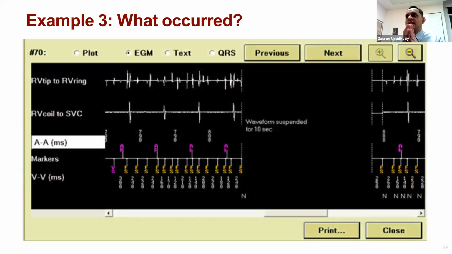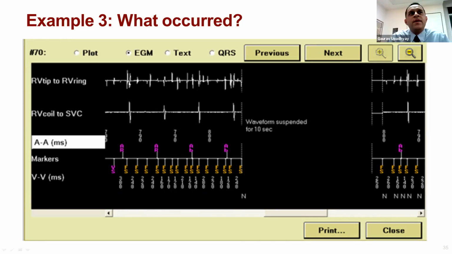All right, who wants to take this one? Any volunteers? What's happening here? Looks like noise. Great. And what do you see that makes you think it's noise? Non-physiologic R intervals on the RV tip to RV ring.